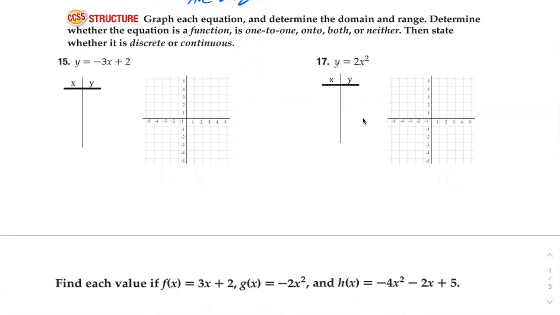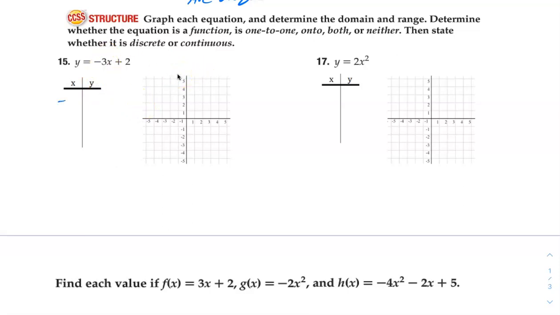Graph each function, determine the domain and range, determine whether each function is a function, one-to-one, onto. Actually, we don't do that last part. I know some of you already know how to graph, but in 2.1 we don't know how to graph these things yet, so we're just going to make a table.